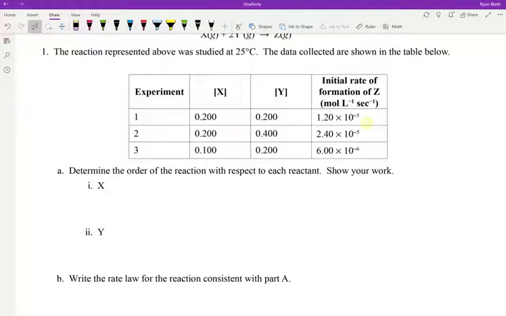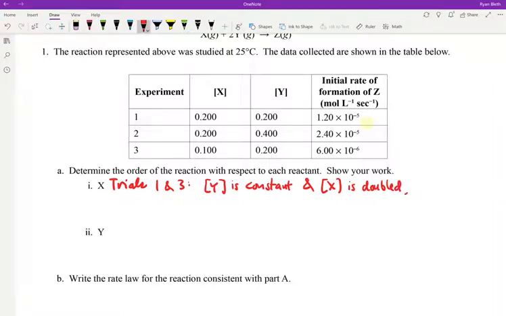So in A, I want to determine the order of the reaction with respect to each reactant. That means holding X or Y constant while I manipulate the other. So in trials 1 and 3 here, I'm going to pick out those. I can see that in trials 1 and 3, Y is constant, while X is doubled. And then what's happening to the reaction rate here? Reaction rate is doubled as well. Therefore, the reaction is first order with respect to X, the thing I'm doubling.